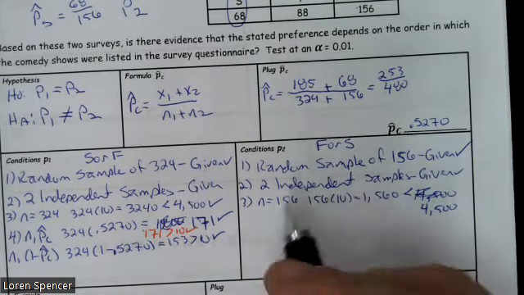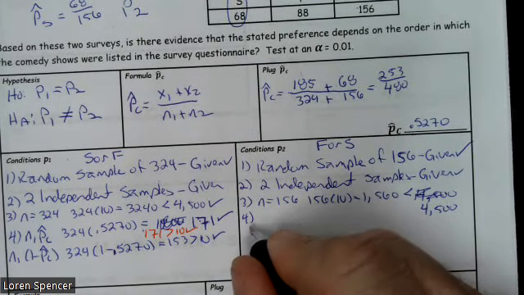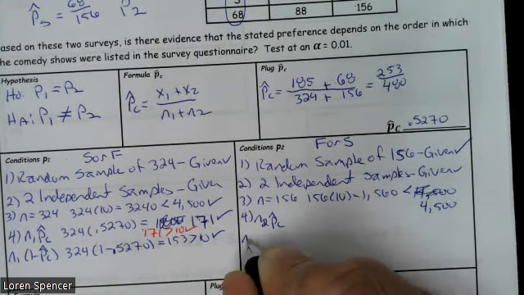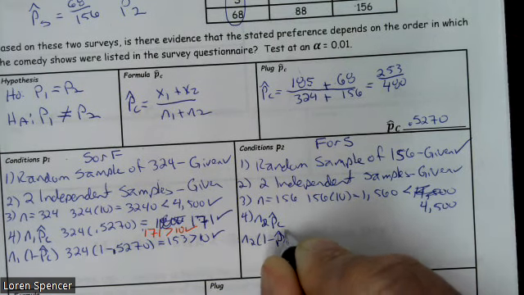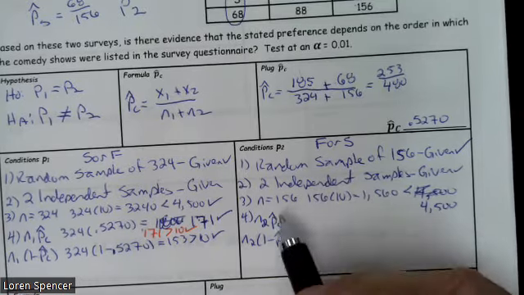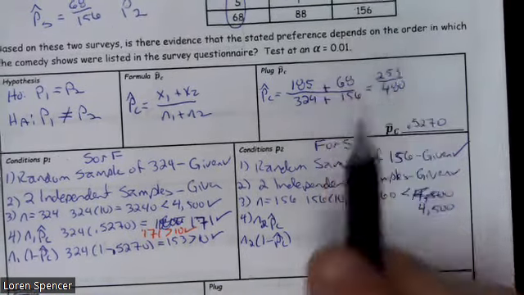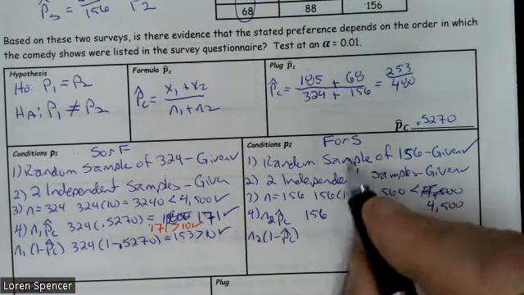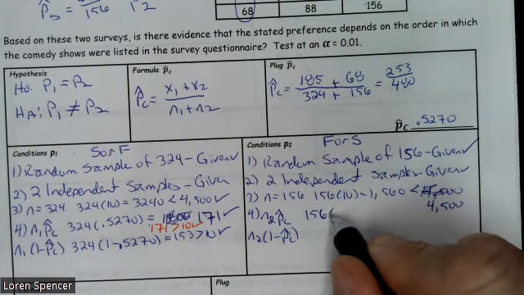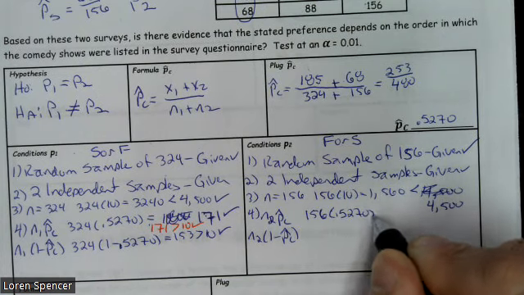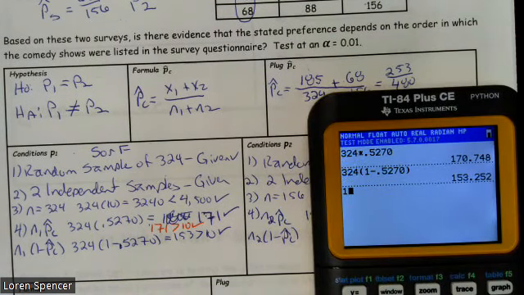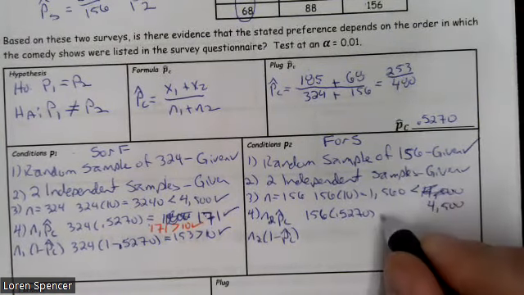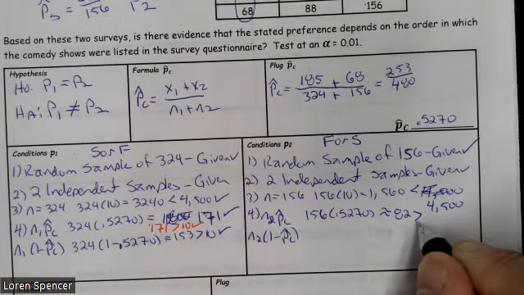All right, next one. We have to do it on the other side. N2 times P hat C, and then N2 times 1 minus P hat C. The P hat C is the same for both of them. N2, though, changed. Our sample size is 156. So we have 156 times P hat C, which is 0.5270. And that's 82 approximately. And that's definitely greater than or equal to 10.